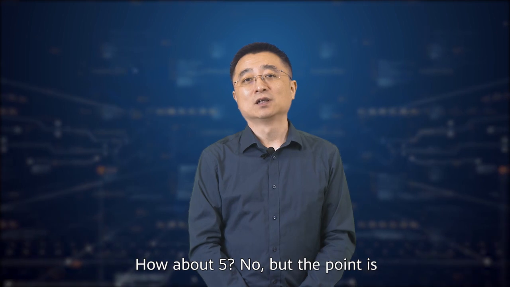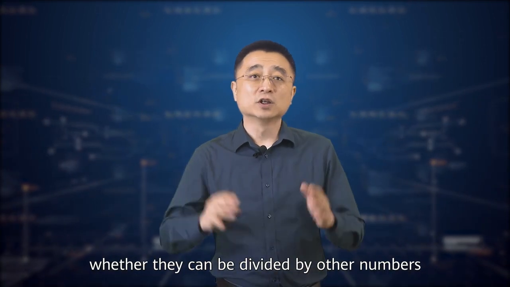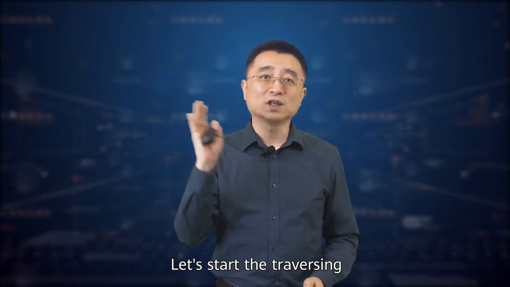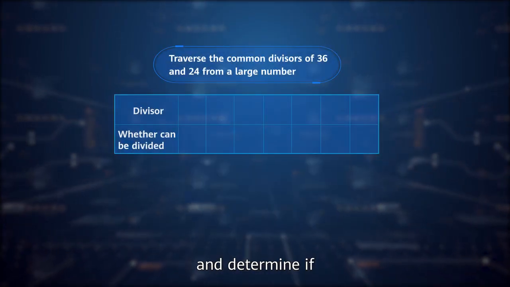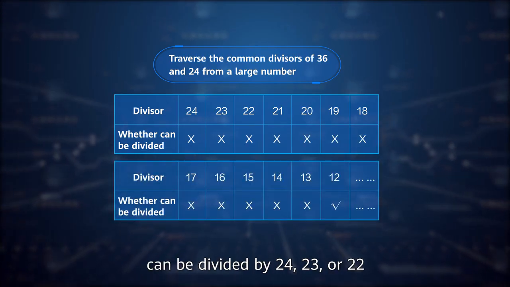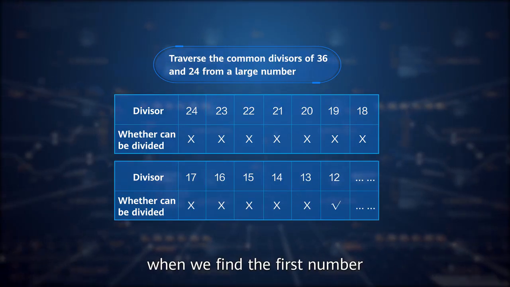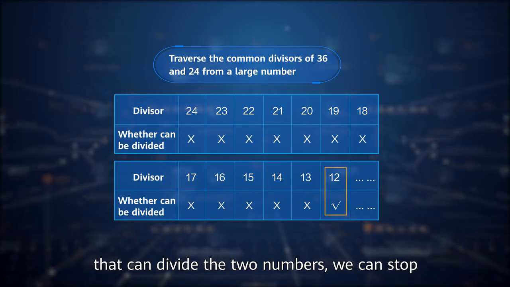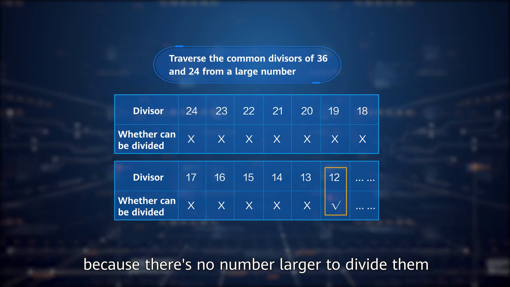But the point is, the process doesn't stop, because we don't know whether they can be divided by other numbers. Let's start the traversing from larger number to 1, and determine if 36 and 24 can be divided by 24, 23, or 22. In this way, when we find the first number that can divide the two numbers, we can stop, because there's no larger number to divide them.